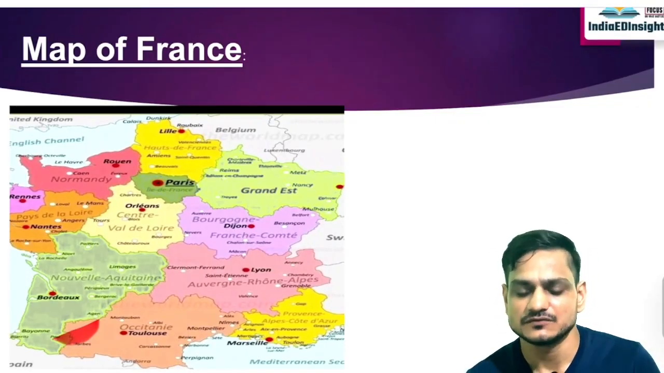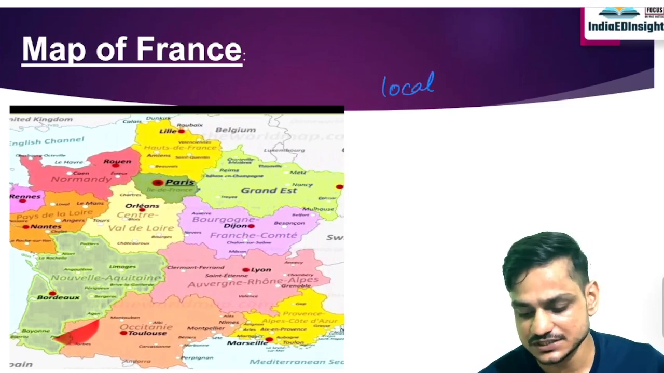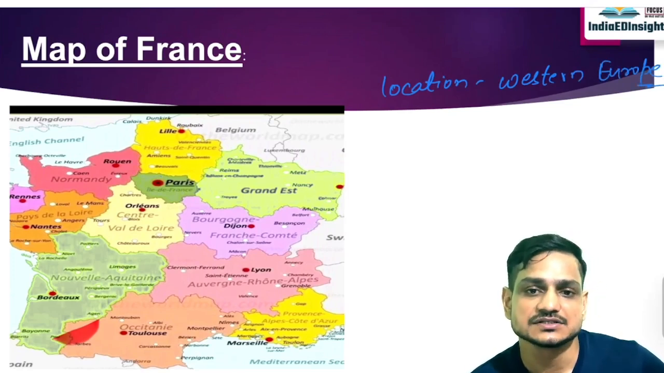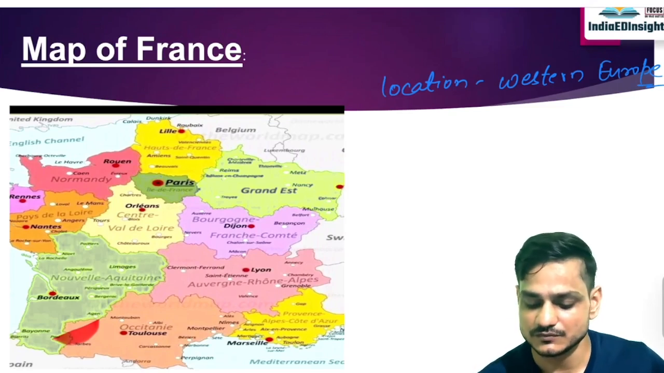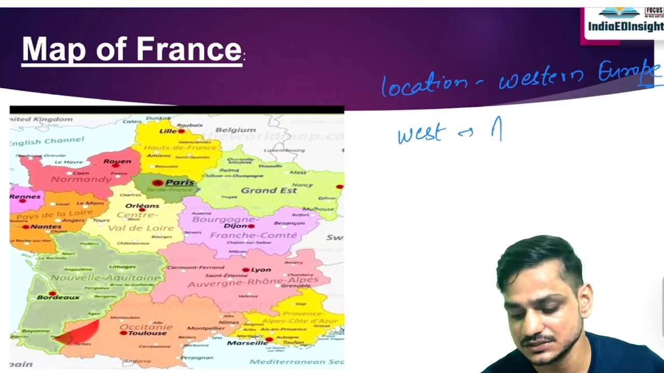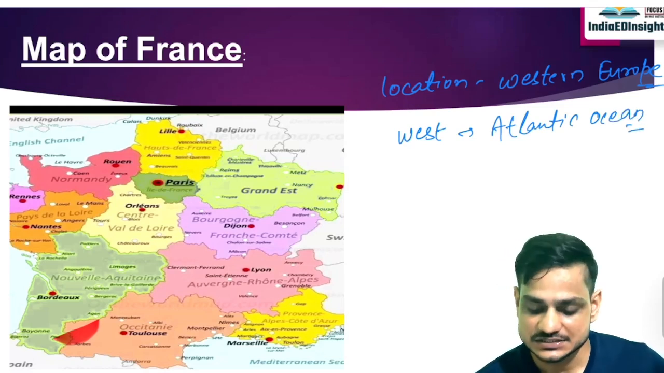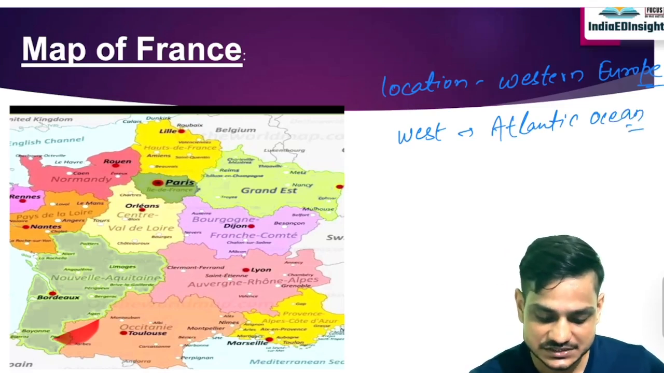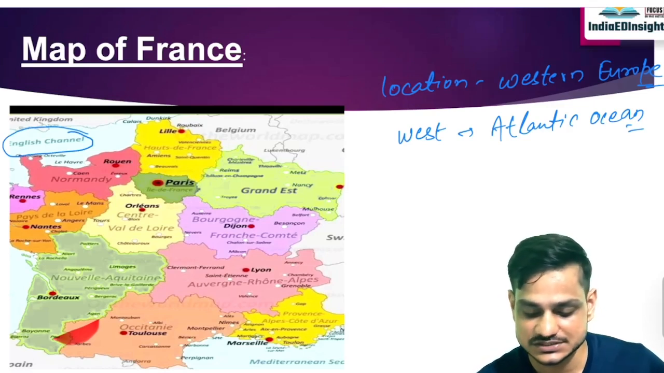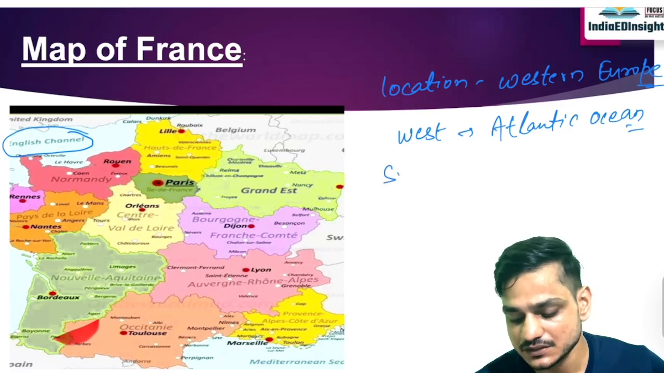Before discussing the map, let us look at the location of France. France lies in Western Europe. To the west of France lies an ocean known as the Atlantic Ocean. In the northwest, there is a channel known as the English Channel. In the southeast lies the Mediterranean Sea.